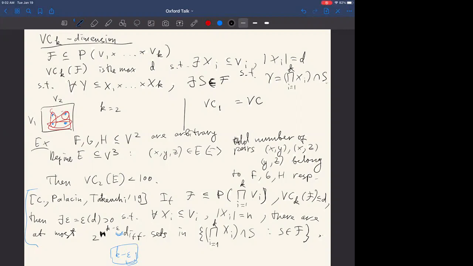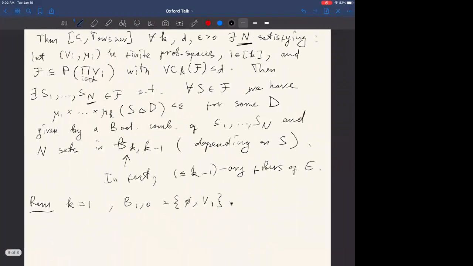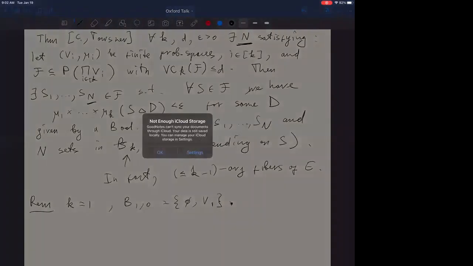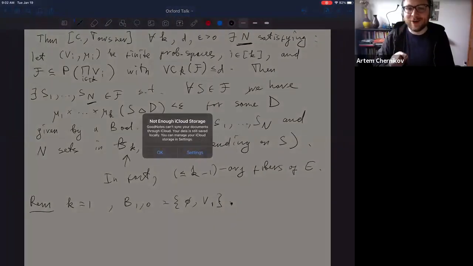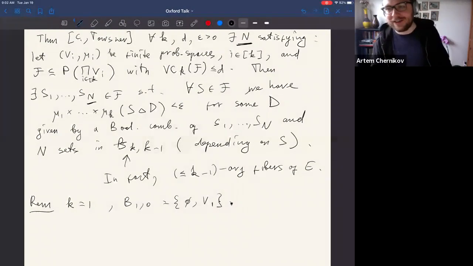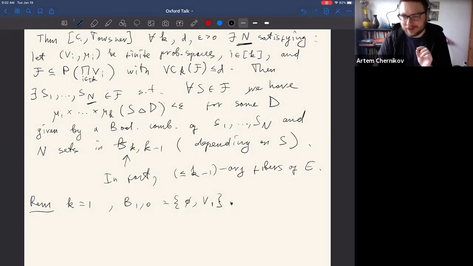Any other comments or questions? Okay. Maybe I could make a quick comment, because I actually promised to say a couple of words about the hypergraph regularity, but I didn't have time, unfortunately. So I just want to say one quick sentence about it.